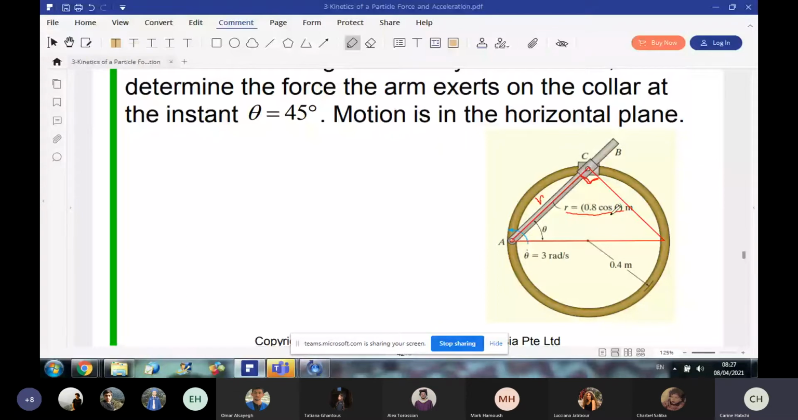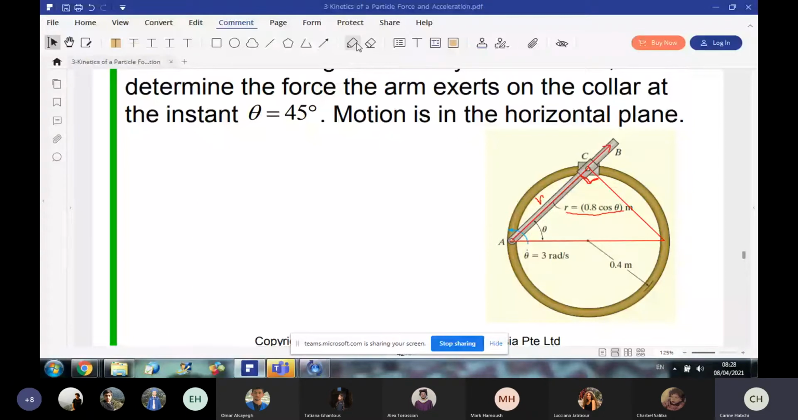So even if they don't give me the function, I can find it. Now, since I can find r as a function of theta here, the easiest coordinate system to work with is cylindrical coordinates. So the first step is to put my unit vectors for the cylindrical frame. I have first u_r. u_r is along AC. It's always the unit vector of the position vector r. So this is vector u_r.